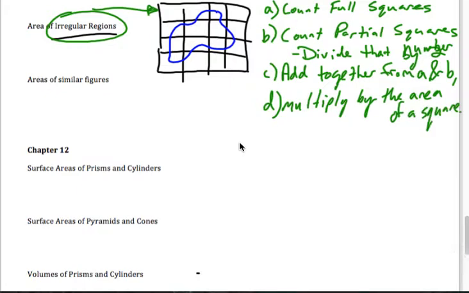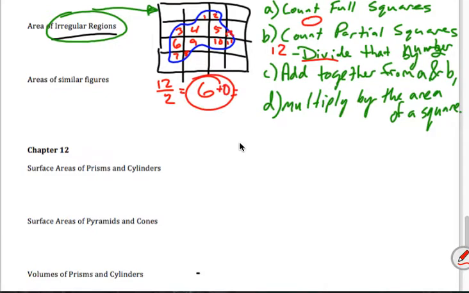So we do that. So what this looks like, as we count these up, I would say I actually have 0 full squares, so that's just me being bad at drawing a picture. Now if I counted up partial squares, I would have said 1, 2, 3, 4, 5, 6, 7, 8, 9, 10, 11, 12. So I get 12 partial squares. It says to divide by 2, so 12 divided by 2 is 6. So what I have is 6 plus 0, which is still 6.